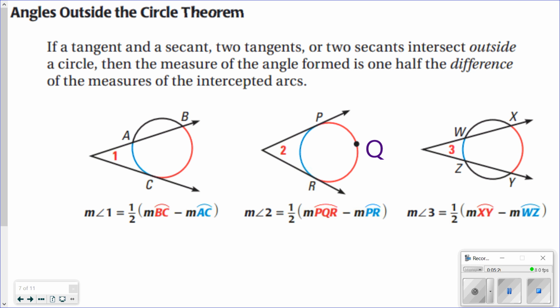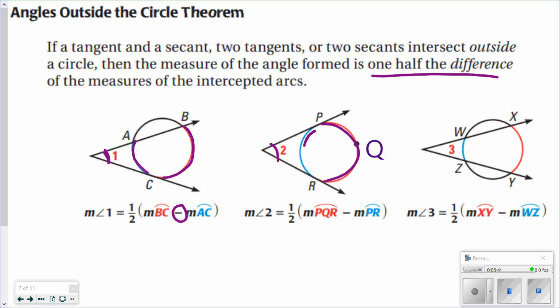Angles outside of a circle theorem: if a tangent and a secant, two tangents, or two secants intersect outside of the circle, then the measure of the angle formed is 1/2 the difference of the measures of the intercepted arcs. So if I'm looking at this angle measure here, I would do 1/2 times the difference of these two measures. Remember, difference means subtraction. If I'm looking at angle 2 here, I would do 1/2 the difference of these two arc measures.